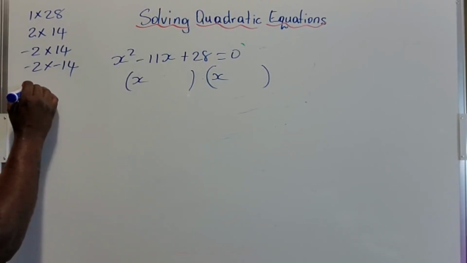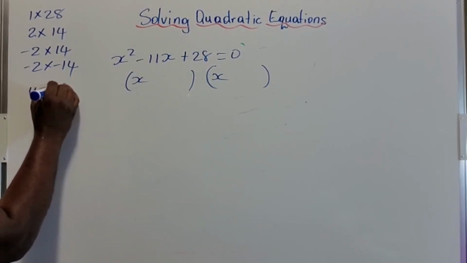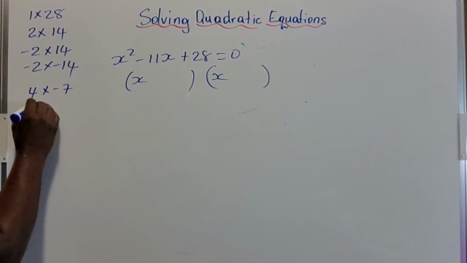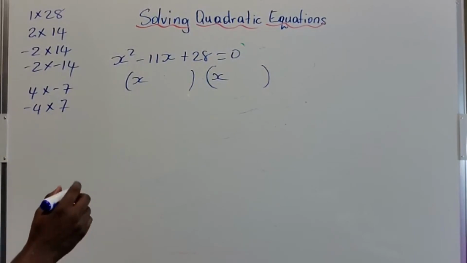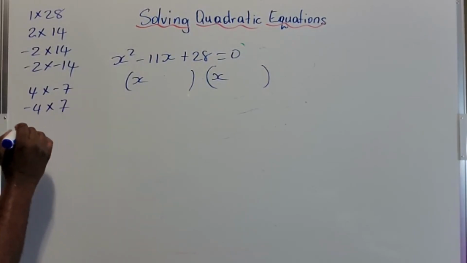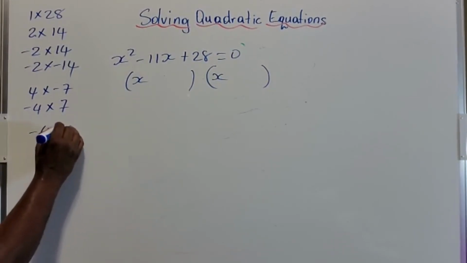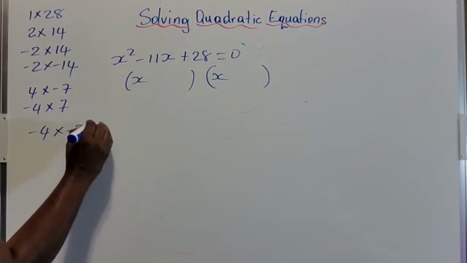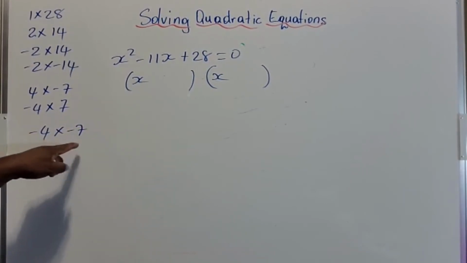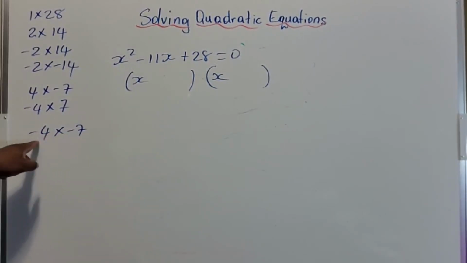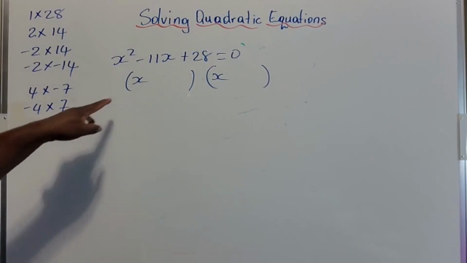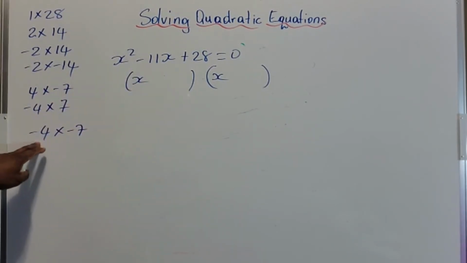Let us try 4 times negative 7, or negative 4 times positive 7. That will give us negative 28. So that is out. Let us go again, guys. Negative 4 times negative 7. Two same signs will give us a positive. This will give us a positive 28. If I add these two different signs, it will give us negative 11. Negative 4 plus negative 7, negative 11.